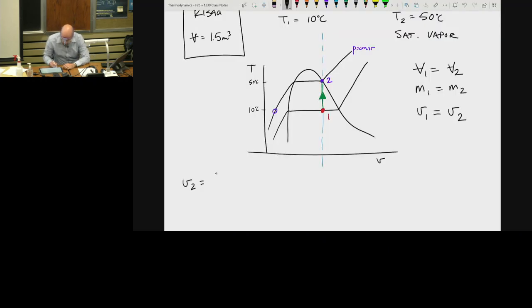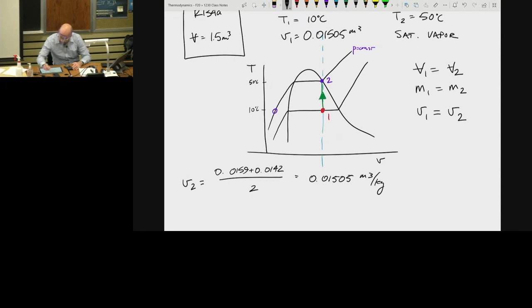I'm going to say V2 is equal to 0.0159 plus 0.0142 and divide that by 2, and that gives me a value of, when I type it into my calculator, 0.0159 plus 0.0142 divided by 2 is giving me 0.01505, and the units here are going to be meters cubed per kilogram. So that's my specific volume at 2. I can go up here and say my specific volume at 1 is the same value, 0.01505 meters cubed per kilogram.